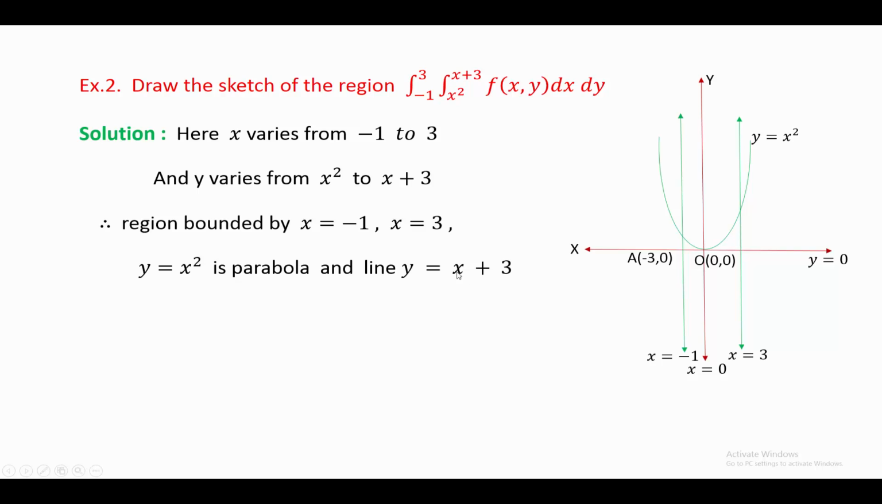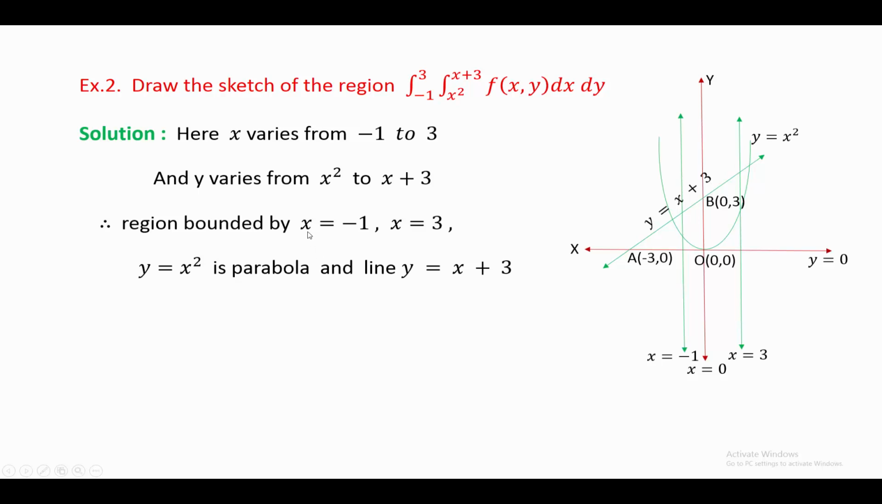And when x is 0, y is 3. So the next point is 0, 3, on the y-axis. Now the line passing through these two points, A and B, has the equation y equal to x plus 3.